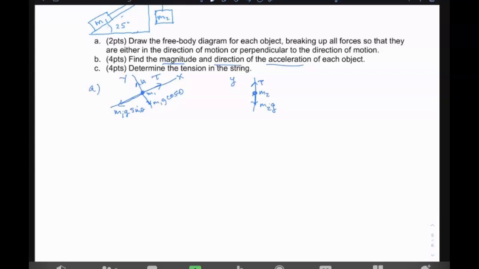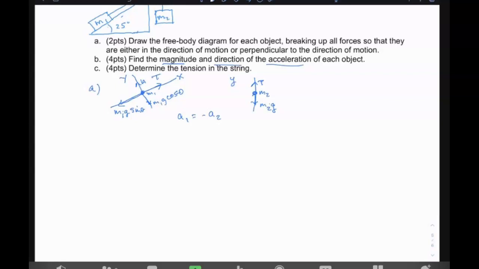But whatever direction the acceleration of body 1 is, body 2's acceleration will be the negative of that. That is, if body 1 goes up the incline, then body 2 will go in the negative y direction. Or if body 1 were to go down the incline, then body 2 would go up. So that's an acceleration constraint in this problem.